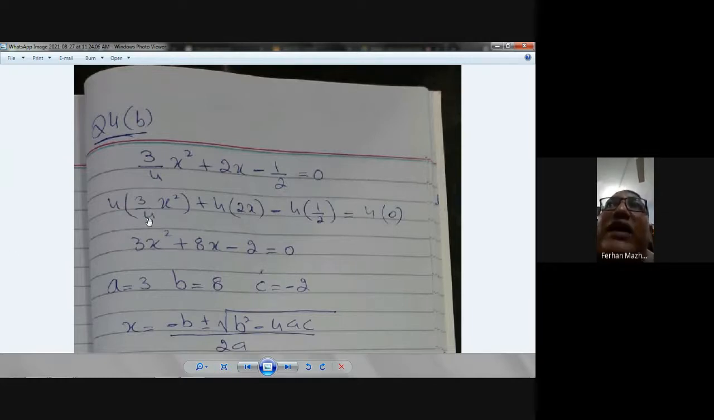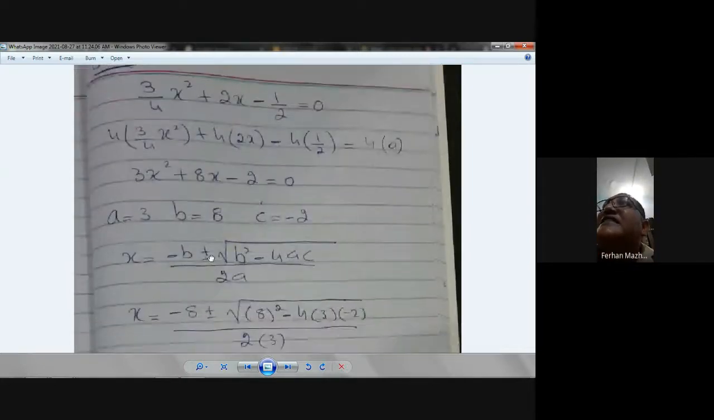So this 4 and this 4 will be cancelled. You will have 3x squared. This 4 multiplied with 2x, it will give you 8x. This 4 multiplied with 1 by 2, this 2 and 4 will be cancelled. You will be left with minus 2 only, equals to 4 multiplied 0, that gives you 0. Do you understand this step? Yes, sir.